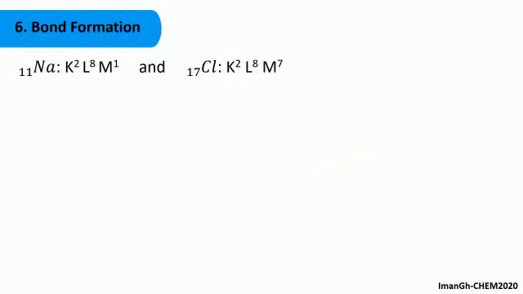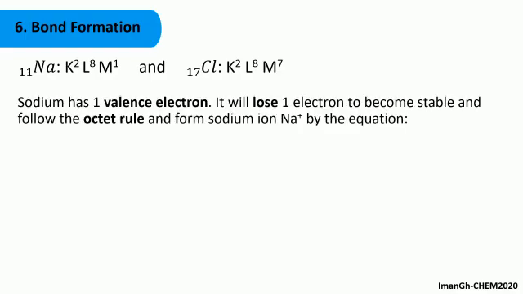Given that the electron configuration of sodium is K2L8M1 and of chlorine is K2L8M7. Each time you are asked to explain the bond formation, you have to write the following steps. Let's start with sodium. Sodium has 1 valence electron, so it can lose 1 electron to become stable and follow the Octet rule. So it will form sodium ion that has the charge Na+. The ionization equation is Na will give Na+, plus 1 electron.